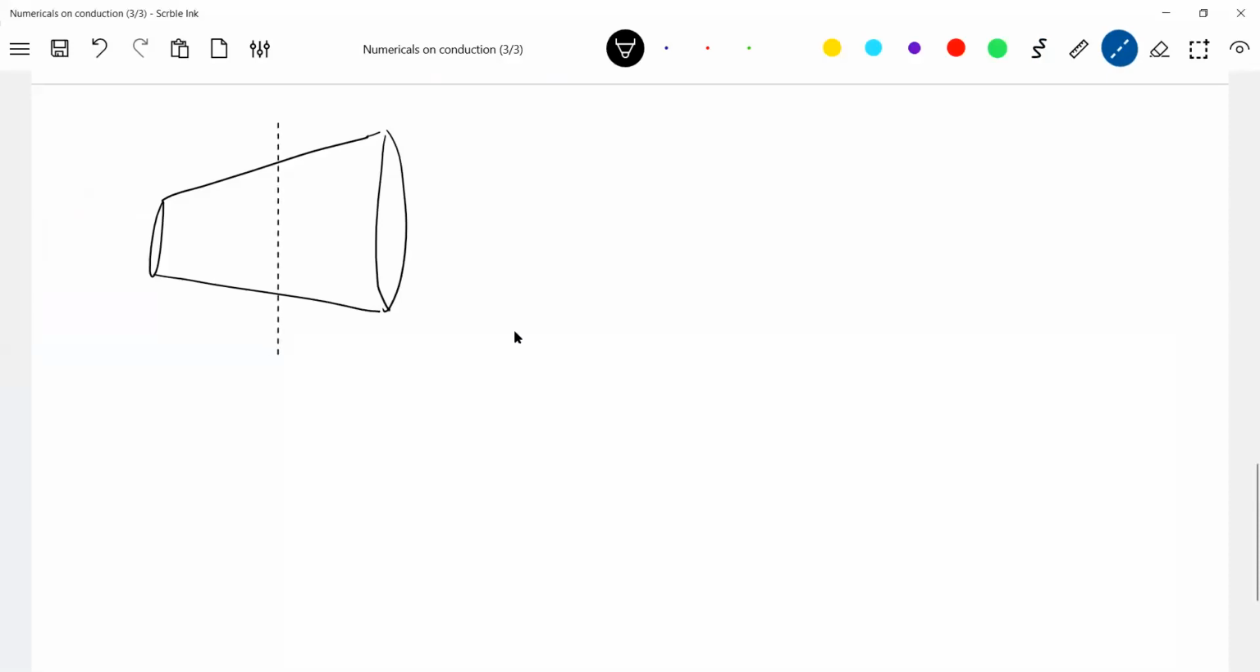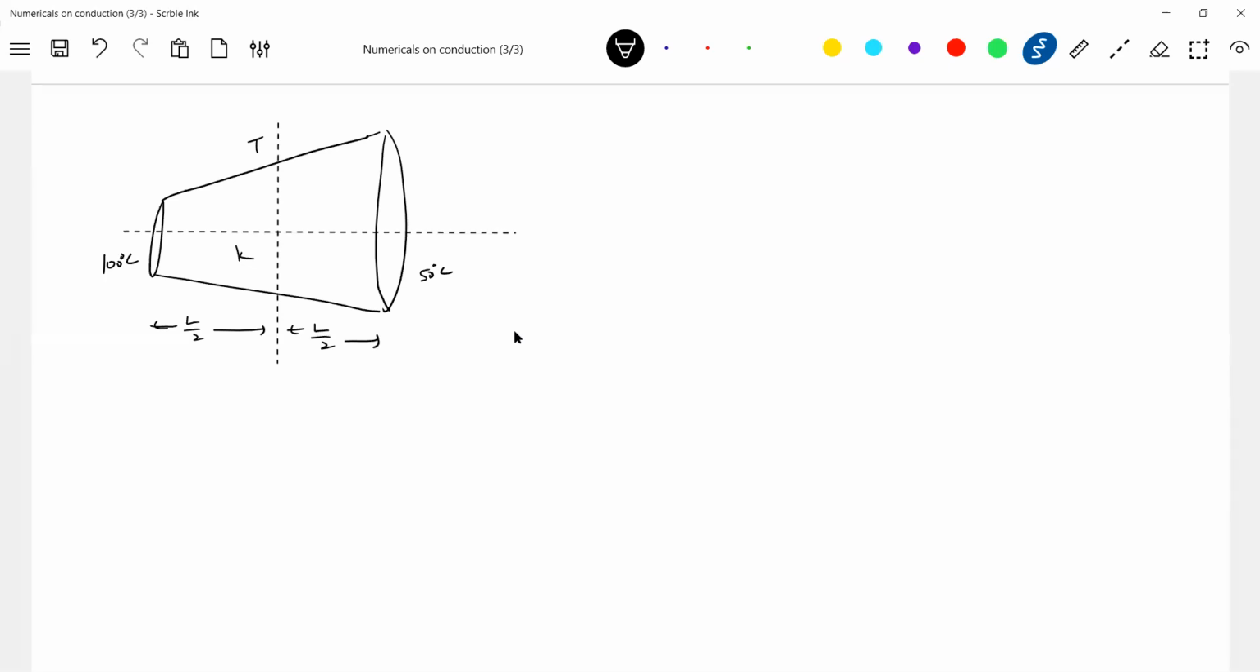Now exactly the midpoint. This end is 100 degrees Celsius, this is 50 degrees Celsius. So the length of the rod is L, and the midpoint is exactly at L by 2. I'm asking you to find out what the temperature is. Thermal conductivity is K. Exactly at the midpoint, what is the temperature?